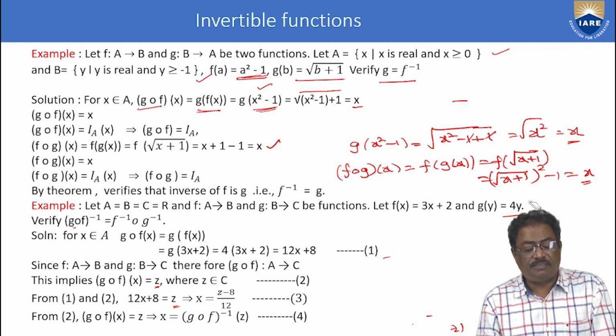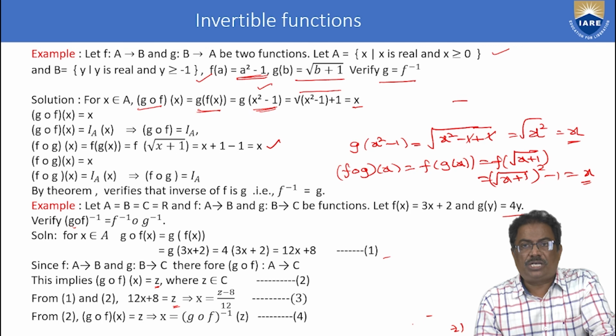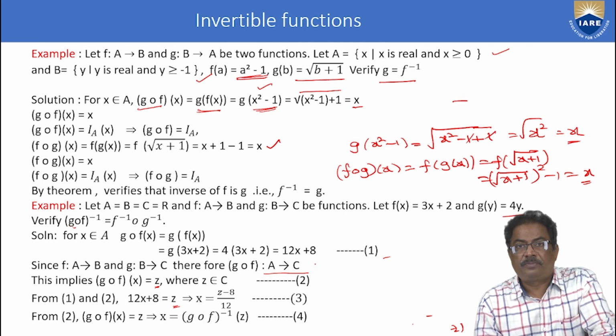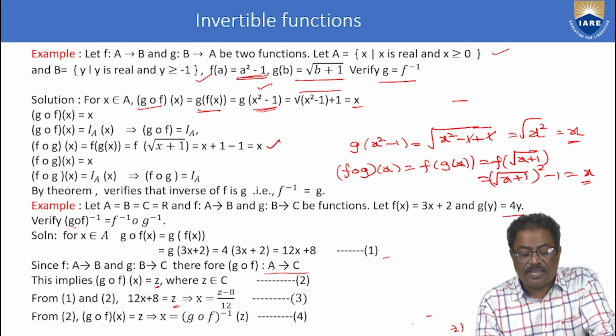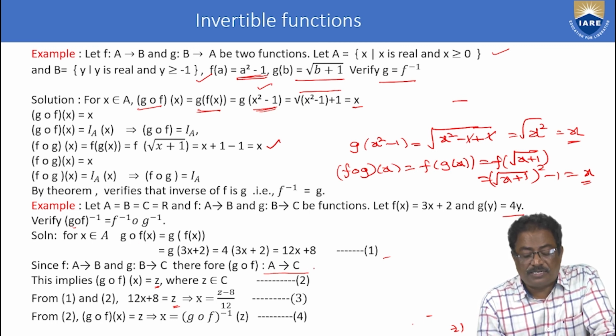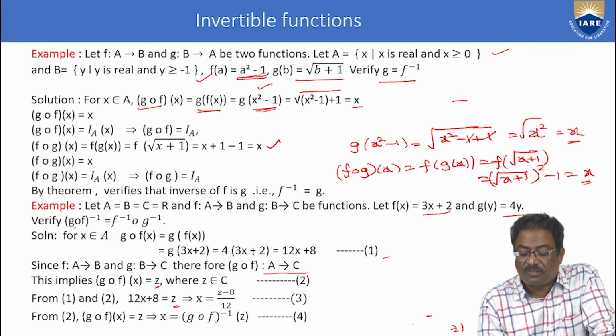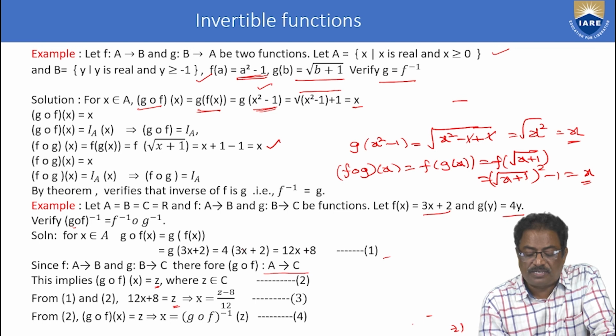Once again, I am going to explain this. So first, what is g of f? From which set to which set is it defined? It is defined from A to C. So I am considering one element in A and the image I am going to get is in C. Now g of f is equal to g of f of x. f of x is 3x plus 2, and g of 3x plus 2 is 4y. So I am just getting 4 into y.